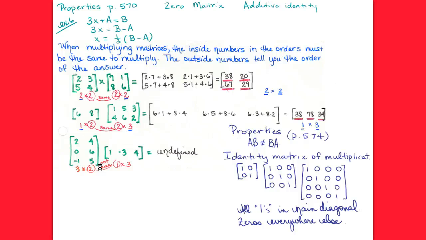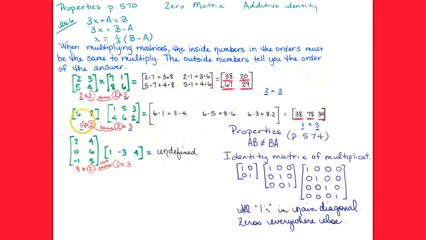The commutative property says that A times B is equal to B times A. Like, 2 times 3 is equal to 3 times 2. That is typically true, but with matrices, it is not. A times B is not the same thing as B times A. Here's a really great example of that.